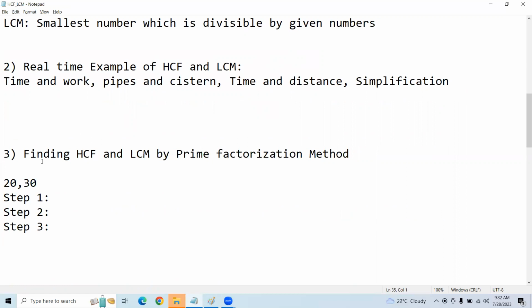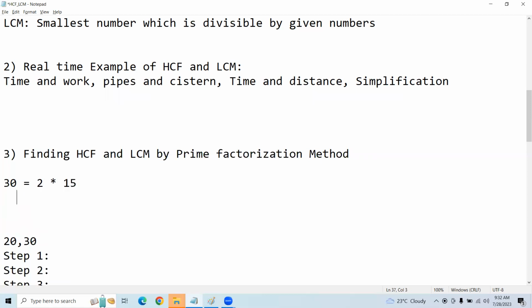So we are going to use prime factorization. First of all, prime factorization means showing a number as a product of prime numbers. So let's say I put the number as 30. What is the smallest number by which 30 is divisible? You can exclude 1. 2 into 15, 2 into 15 is 30. Now how can we further show 15 as a product of prime numbers? 3 into 5. So 30 is equal to 2 into 3 into 5.